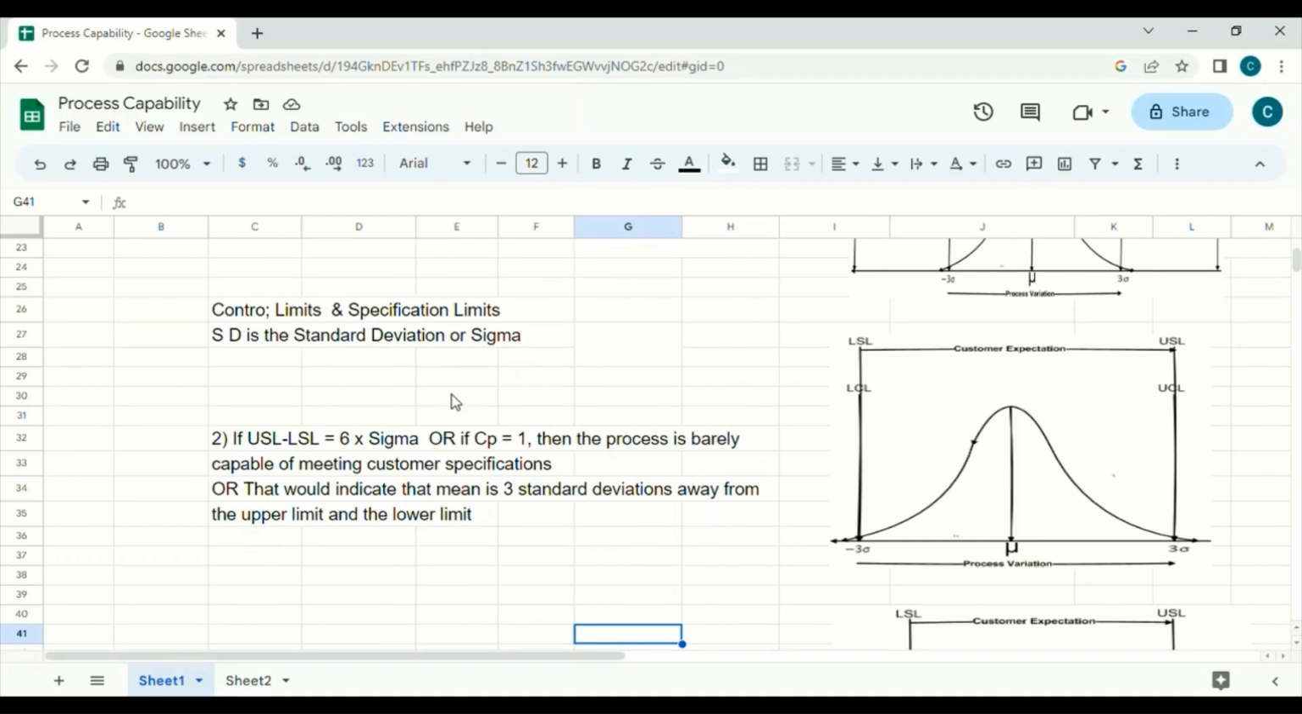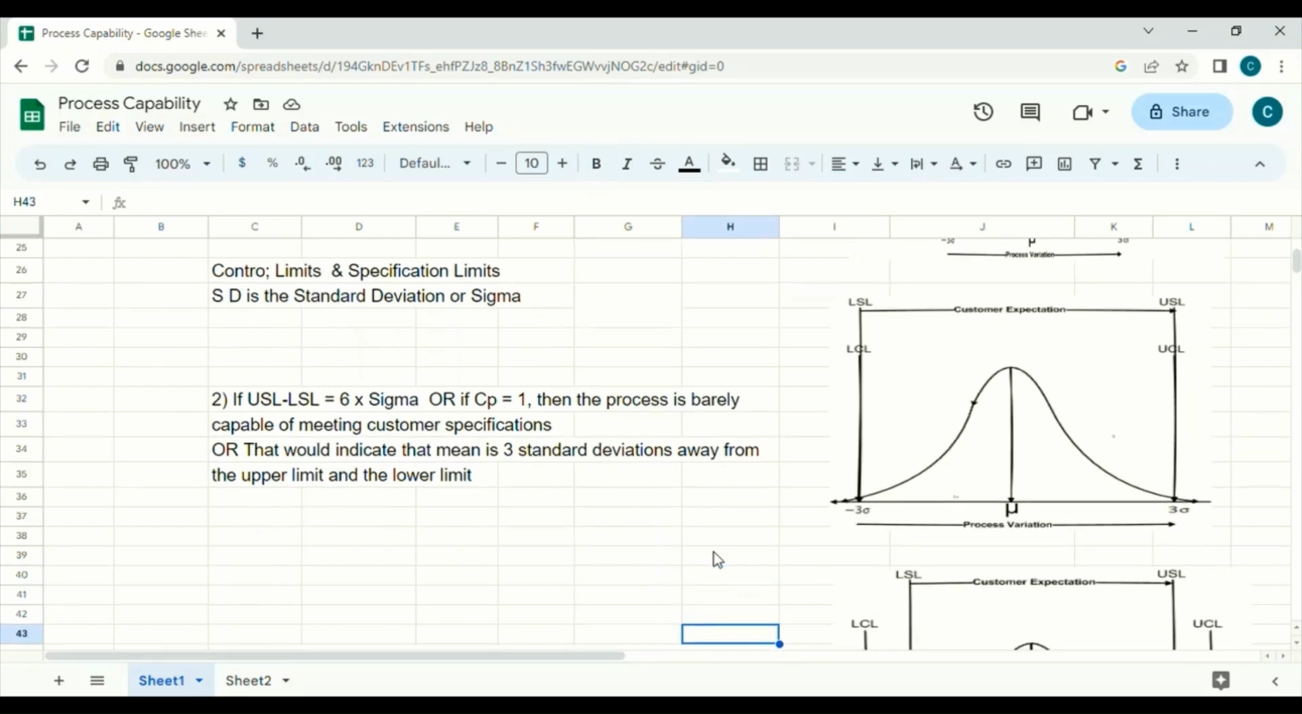Now come to the second scenario, when the specification limit, that is USL LSL, is equal to the process spread, or you can say USL minus LSL is equal to 6 sigma. That means in this scenario we can say that the process is barely capable of meeting customers' requirement. Or we can say that the process indicates that the mean is 3 standard deviations away from the upper limit and the lower limit.